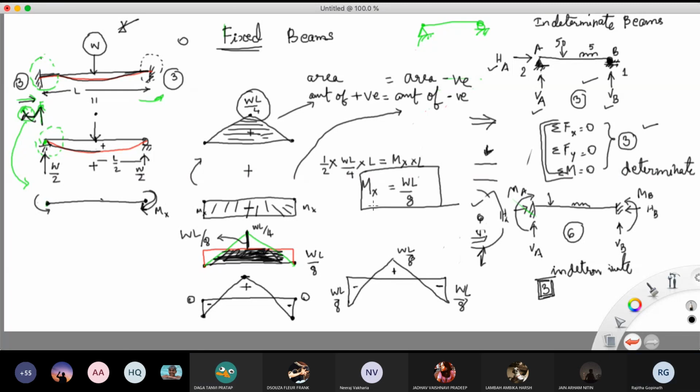Yeah. Thank you. Could you please explain the part after mx is equal to WL by 8 again, where you get the WL by 8, you made the division on the positive part. Okay. हाँ, मतलब ये वाला part ना?